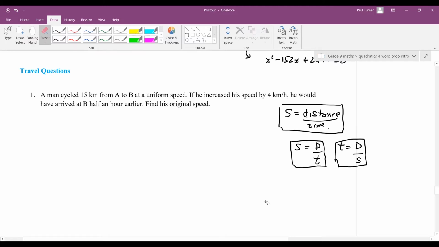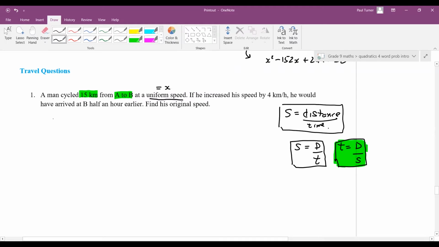And the one we mainly use is this one here. Time is distance on speed. This one here that we'll be using. So let's look at our question. We got a man who cycled 15 kilometers from A to B at uniform speed. So when I see that, they didn't say the speed, did they? Like when we saw the question last week about uniform width, and then we just let it equal X. So in this case, I'll just let the speed that they're talking about be X.